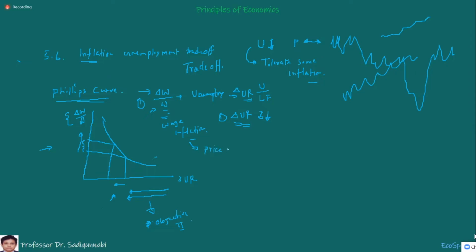Price inflation is the change in price divided by price. So this inflation is quite similar to that inflation. Why? Why is this wage inflation similar to price inflation?